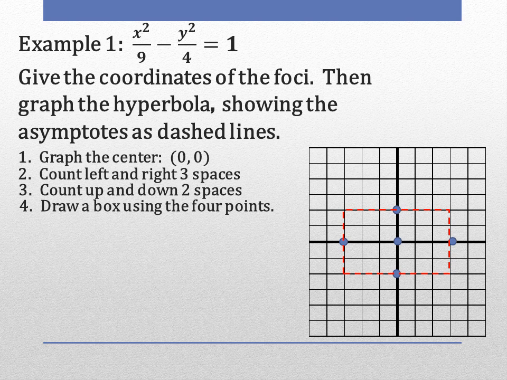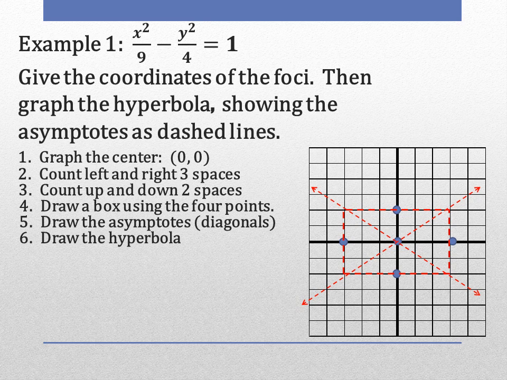And then we're going to use the center of our box and the corners to draw the diagonals, which are called the asymptotes, like that. And then the last step is we are going to draw our hyperbola. Now remember to go back and check to see which variable comes first, because your hyperbola will open up along that axis, and it opens up along the x. And that is our hyperbola.